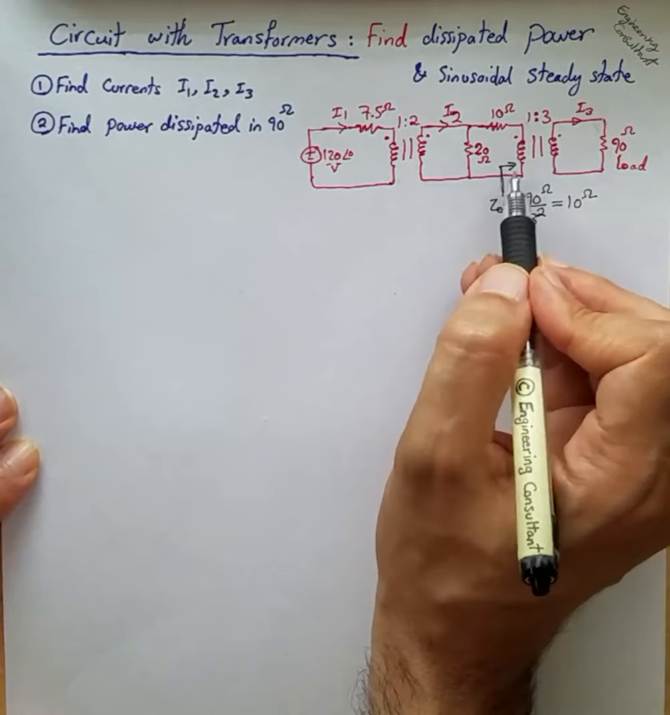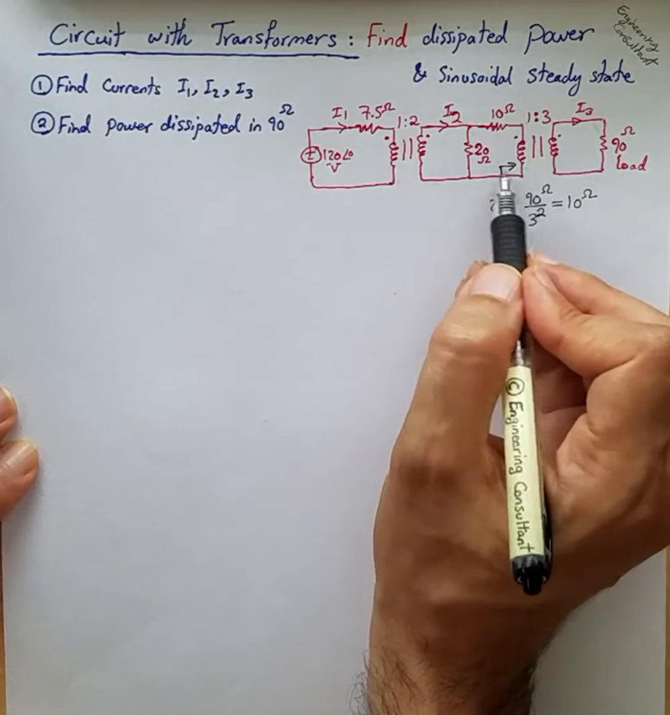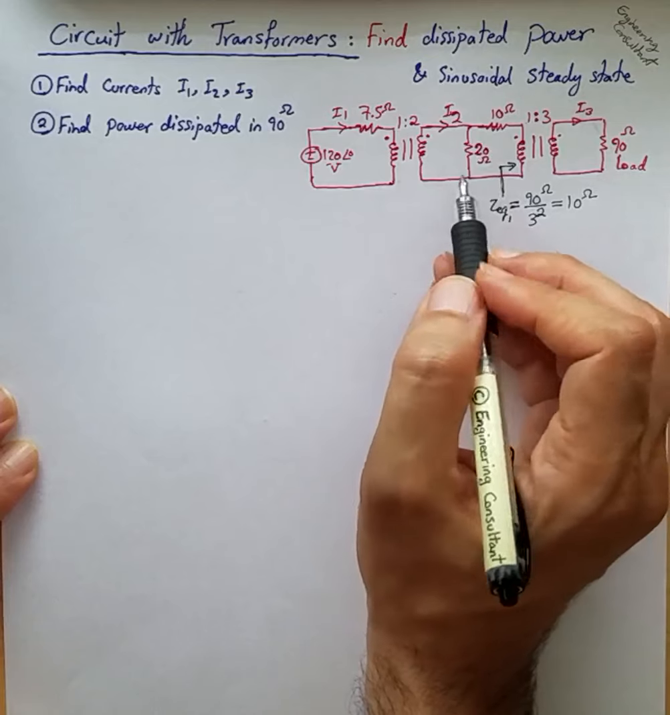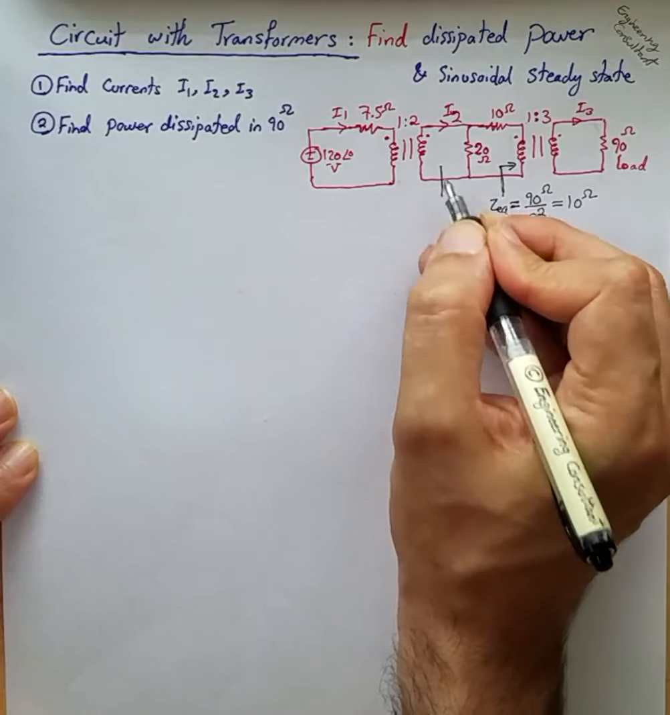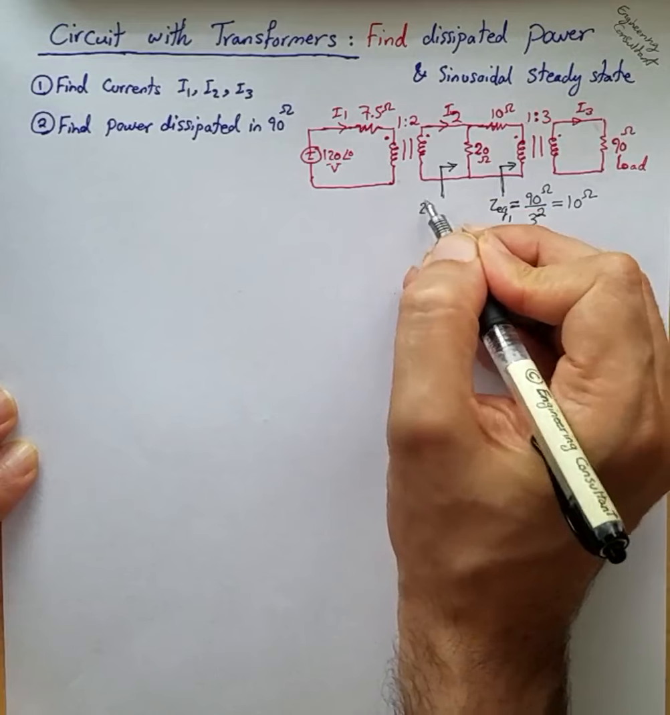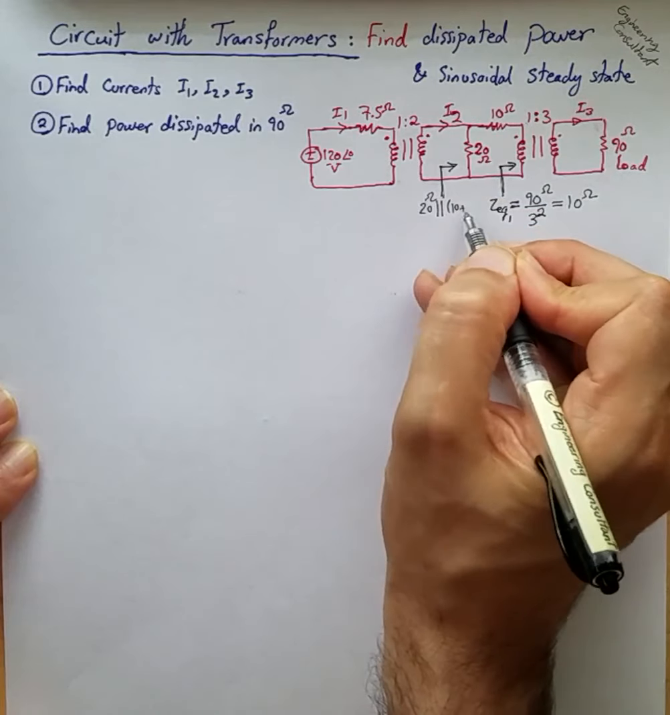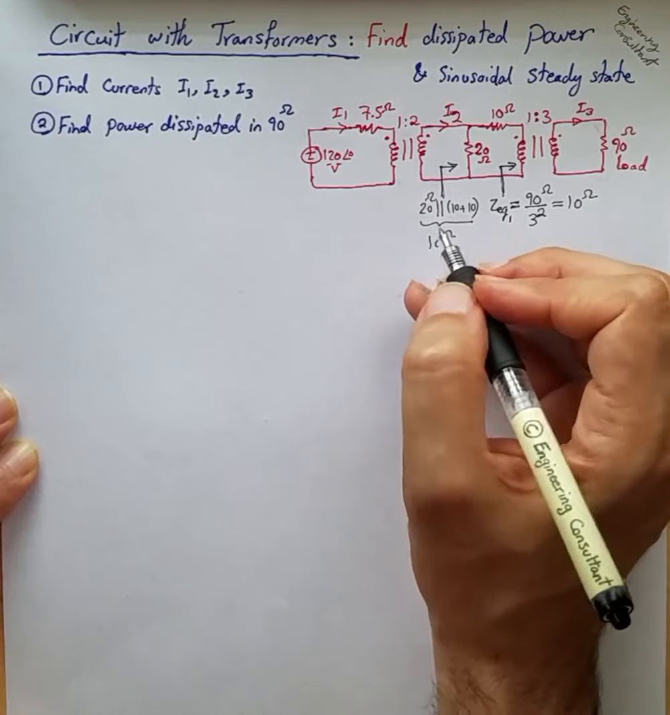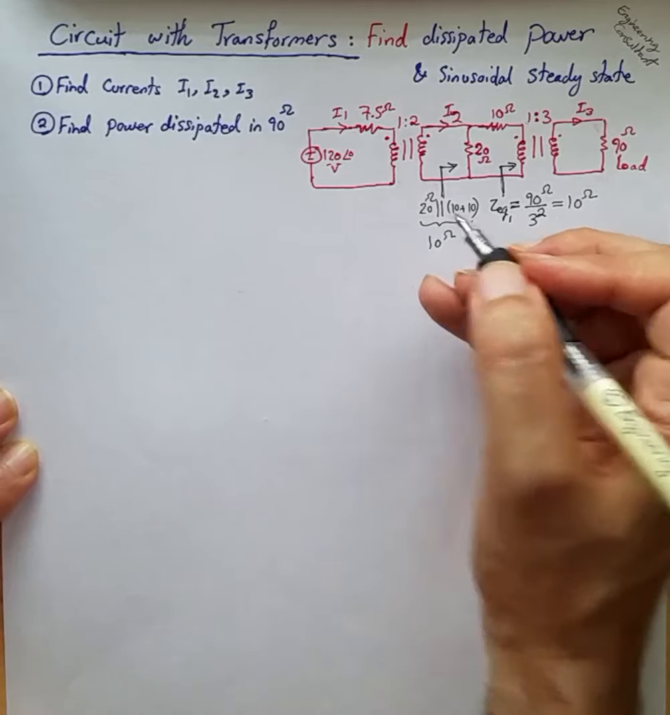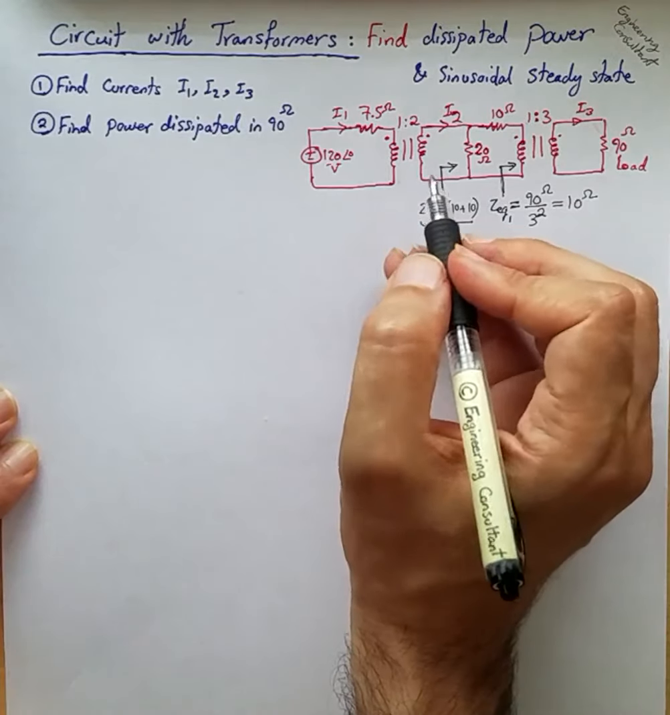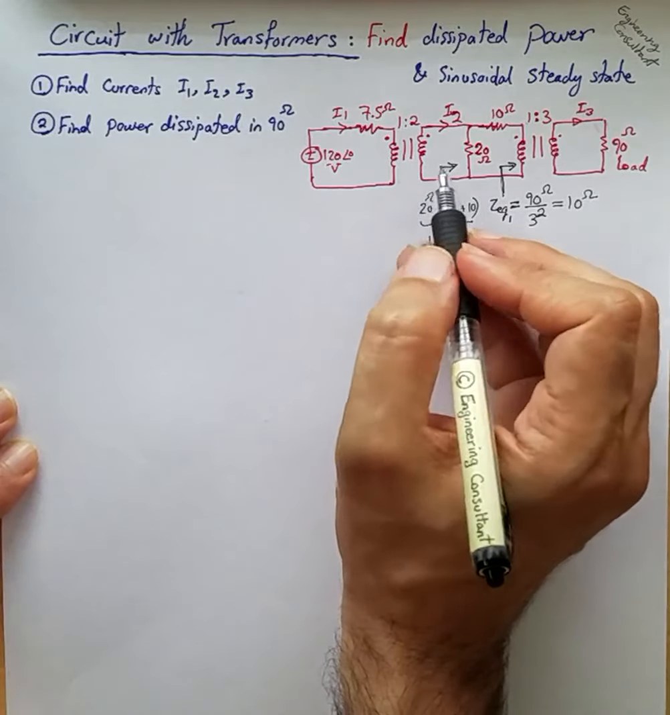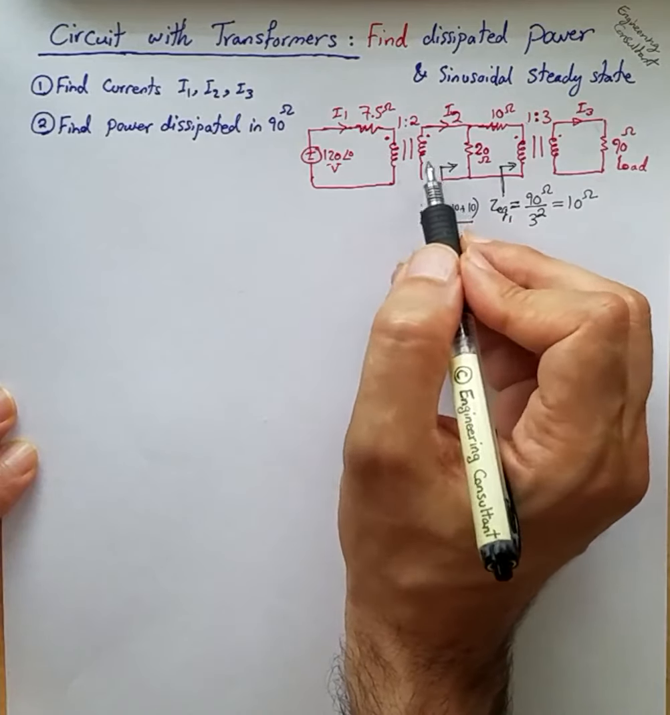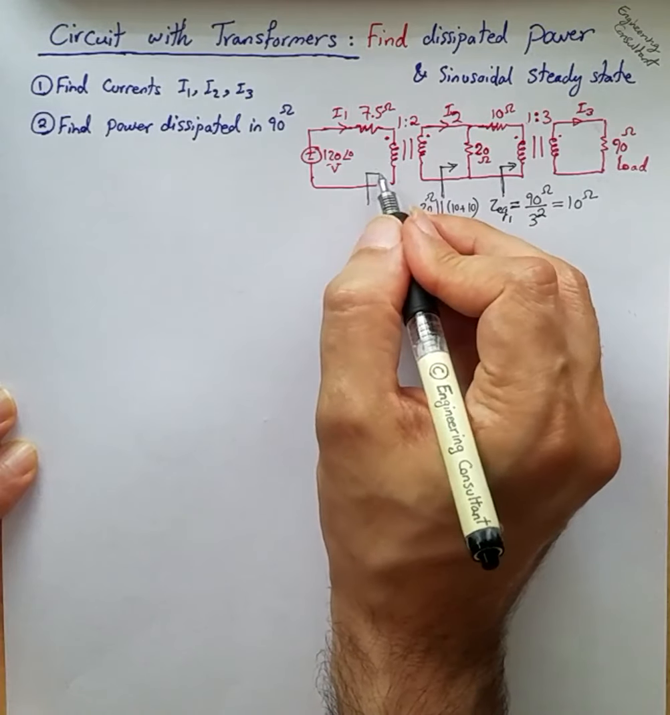Now this 10 ohm will be in series with the 10 ohm here, so equivalently it's a 20 ohm resistor, and that 20 ohm resistor is in parallel with this 20 ohm. So effectively we get 10 ohm again seen from this point. That is the total equivalent impedance at the right hand side of this 1 to 2 transformer.